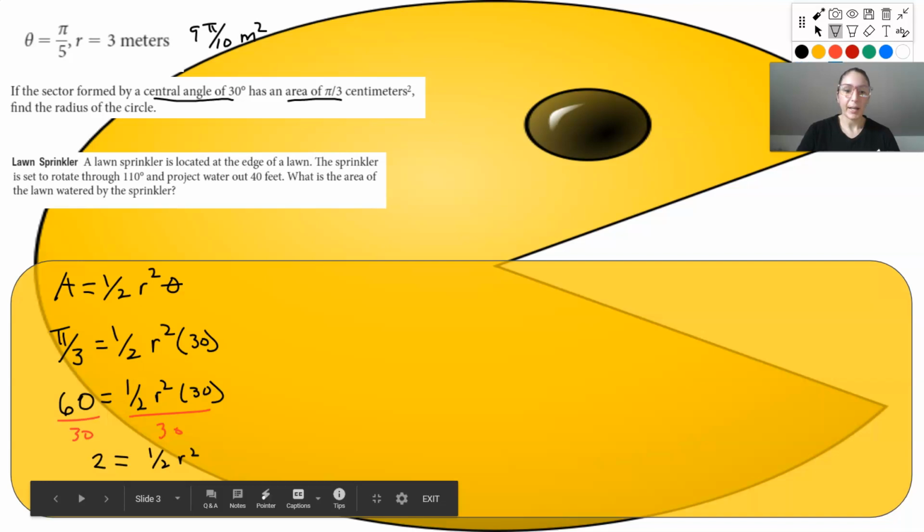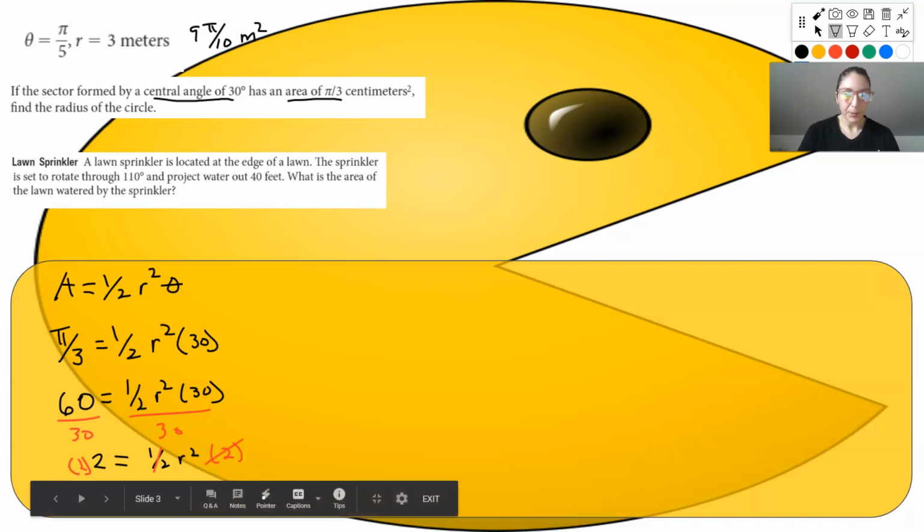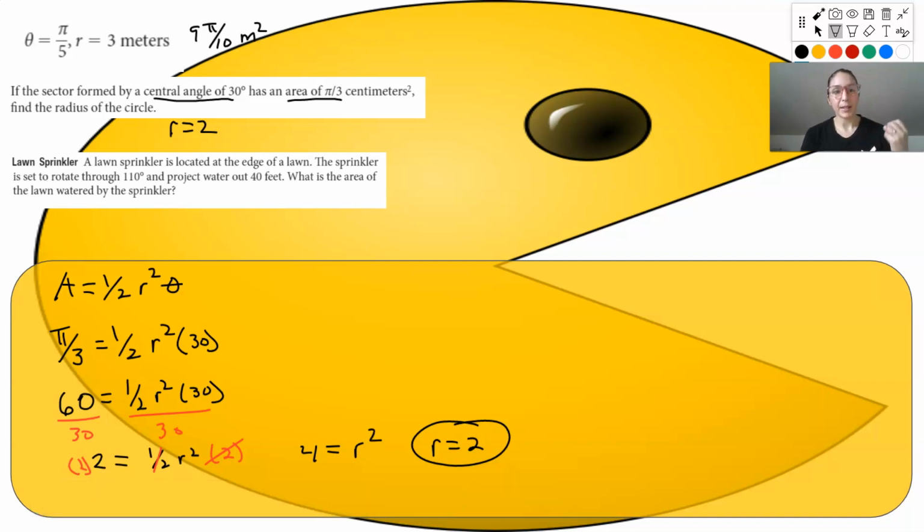I'm going to get rid of that 1/2 now by multiplying everybody by 2. So 1/2 and 2. 2 times 2 is 4. So I'll have 4 equals, these guys blew each other out, 4 equals r squared. Square root both sides to get negative and positive 2, but because radii are always positive, r is going to be equal to 2. So I figured out the radius. Now here, given the central angle and given the area, again, you can solve for any piece in this equation.